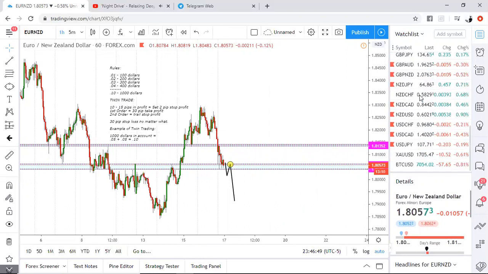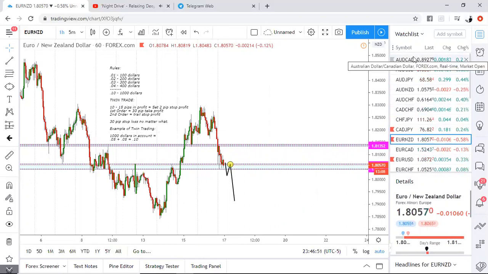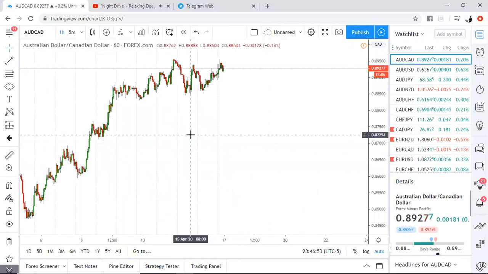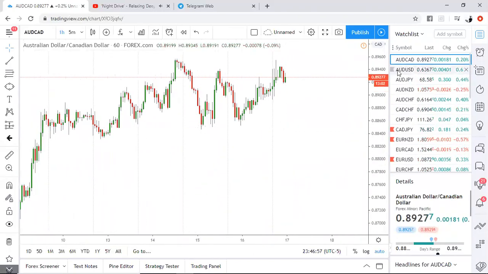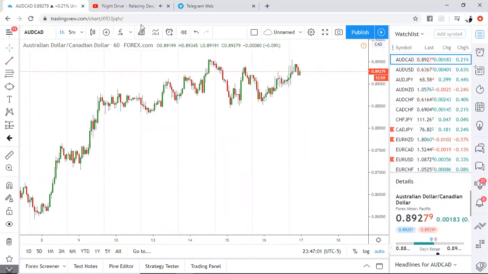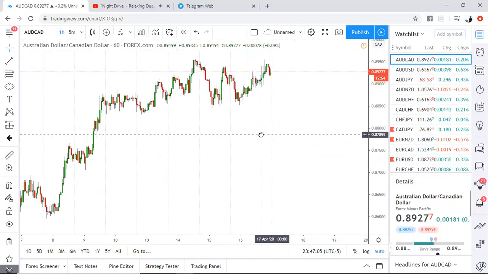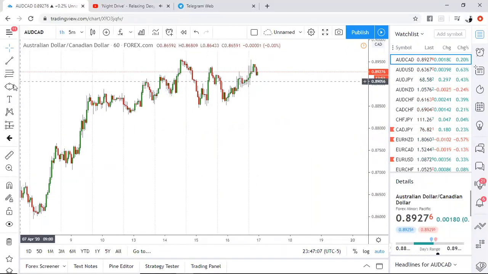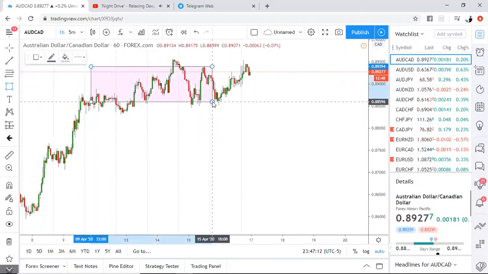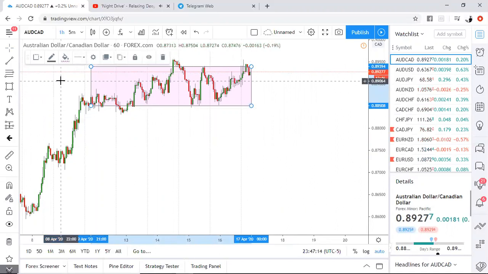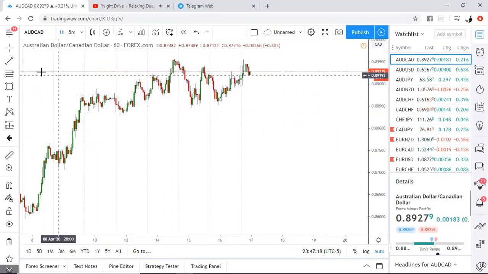I guess in the meantime, I can mark up some of these other charts that we haven't looked at, just to give everyone an idea of how I go on the 1 hour time frame, I'll go to the first one. I'll pretty much see that there's a huge amount of indecision.